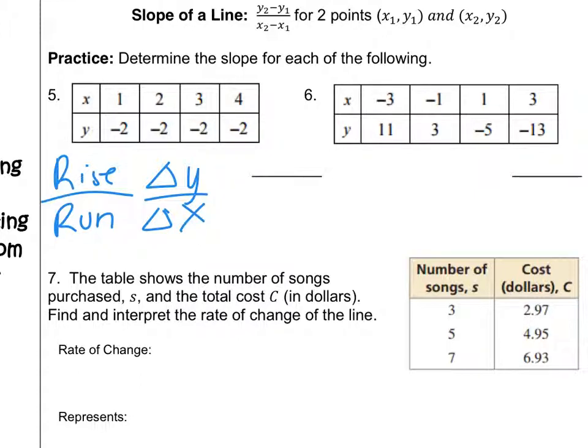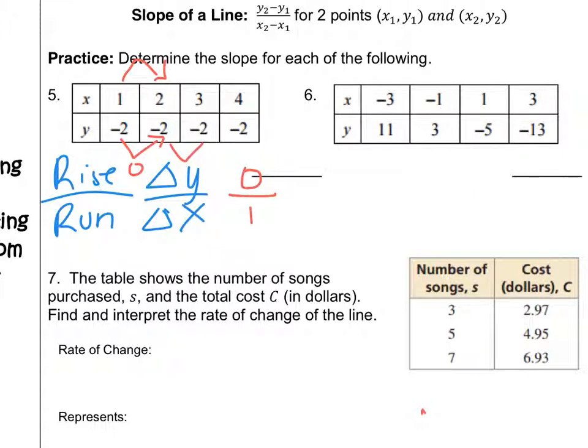So let's look at our y. Going from the first y to the second y, how much did it change by? Well, negative 2 to negative 2 is 0. There's no change. So our change in y is 0. Now let's go 1 to 2. 1 to 2, it's gone up 1. So our change in x is 1.